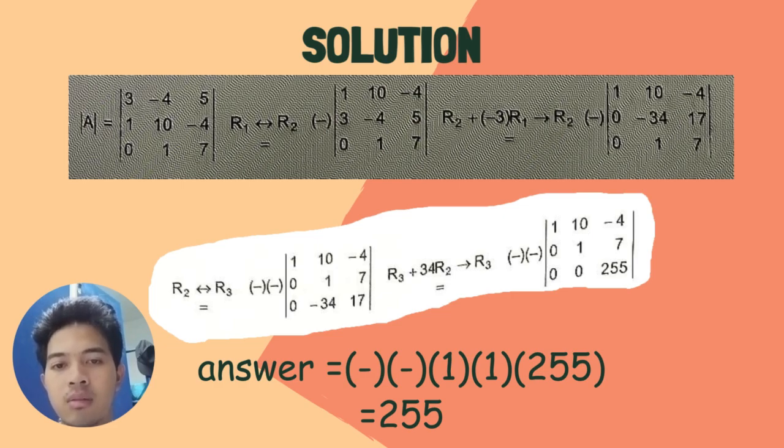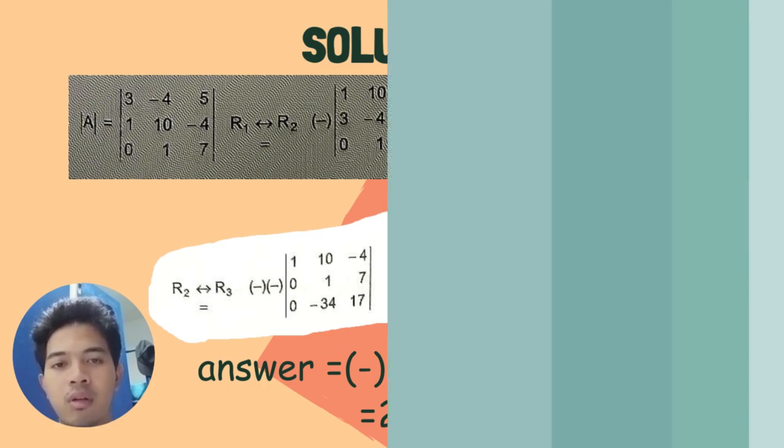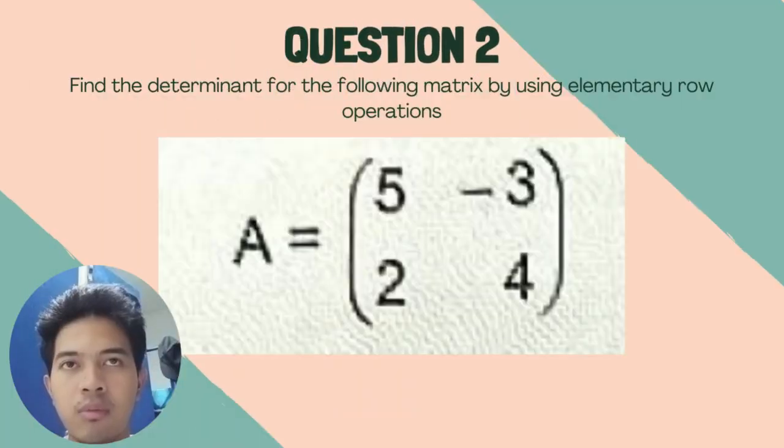By the result, we can see negative times negative times the diagonal entries, which is 1 times 1 times 255, and the answer is 255. Question 2 is the same kind of question.